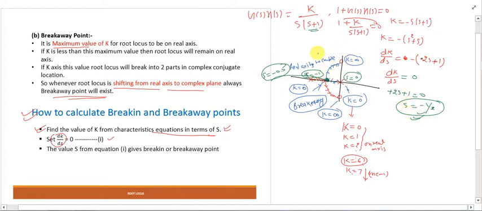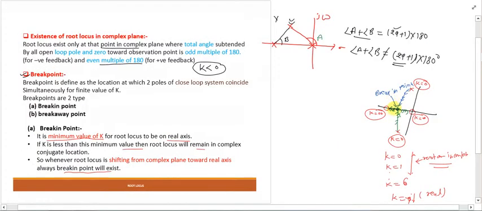Now the same calculation applies to the previous case, and the same point is considered for the breaking point.